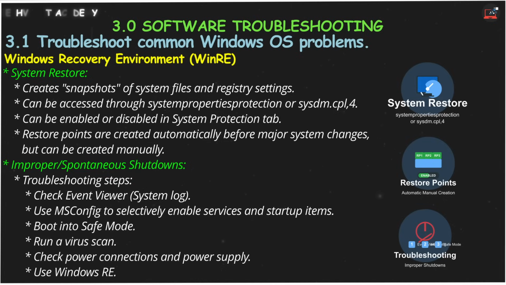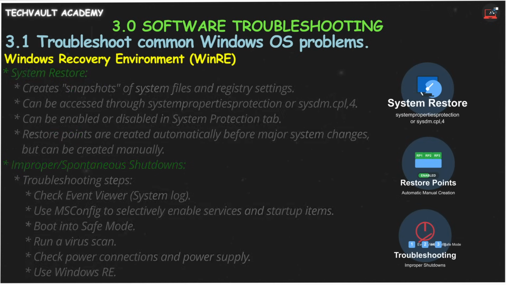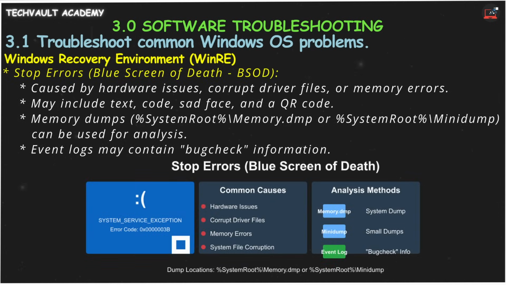Use msconfig to selectively enable services and startup items, boot into safe mode, run a virus scan, check power connections and power supply, use Windows RE. Stop errors, blue screen of death, BSOD, are caused by hardware issues, corrupt driver files, or memory errors.